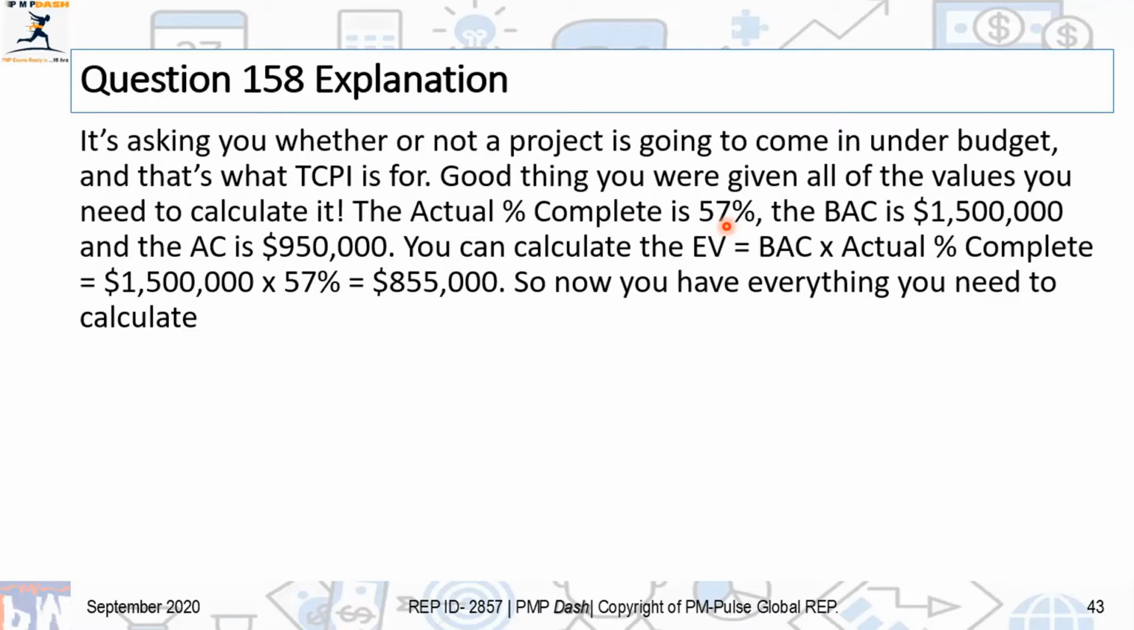Remember, what is EV? EV, which is earned value, is planned cost for actual work done. Actual work done is 57%. Total planned cost is BAC, and therefore your EV becomes 57% of 1,500,000. And the AC has already been provided. So your EV turns out to be $855,000. Now with BAC, EV, and the AC, you are ready. That's all the stuff that you need. That's all the values that you require to create the TCPI.